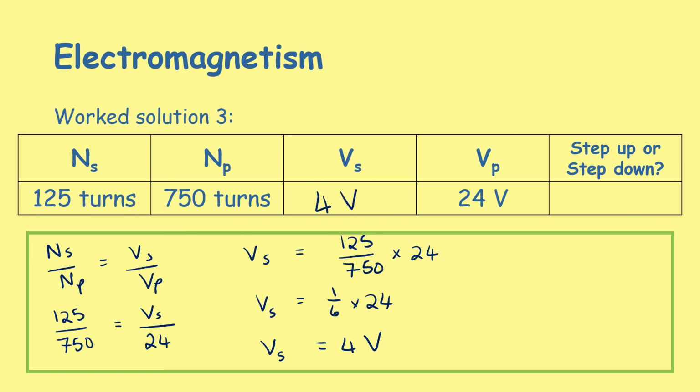Now to figure out whether it's a step up or a step down transformer, we can see that the number of turns on the primary coil is greater than the number of turns on the secondary coil this time. So this is going to be a step down transformer. You've gone from a high number of turns to a low number of turns, or equally a high voltage to a low voltage.